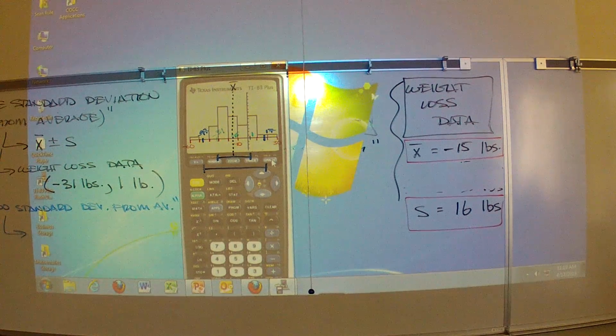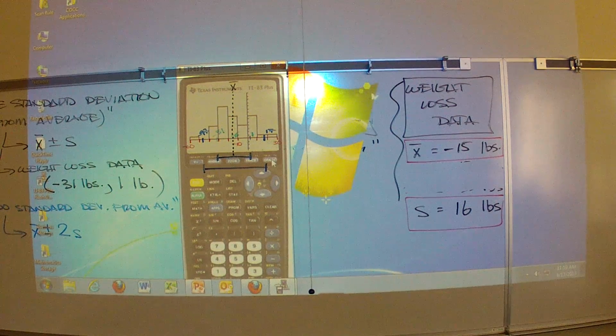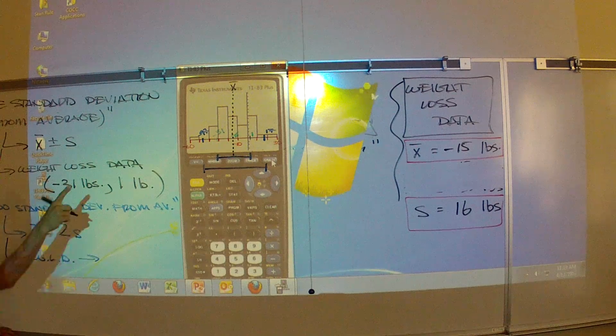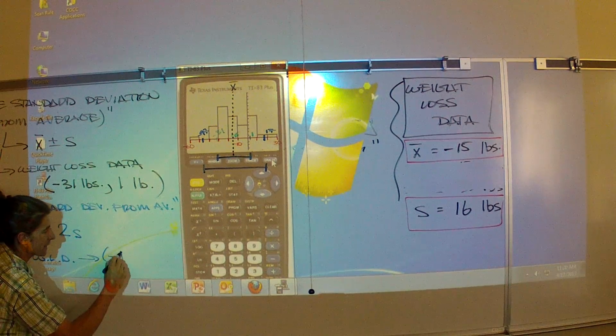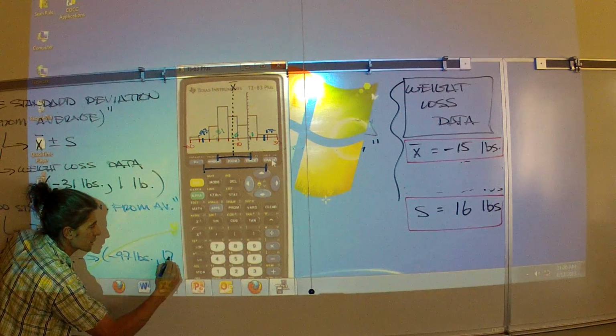So, 2 standard deviations start at the average, which is center, and add and subtract 2 of that magic standard deviation average distance. So in this case, it would be negative 15 plus or minus 32 pounds either way, plus or minus 2 standard deviations either way. So, for the weight loss data, that would be, as I think it was Haley just said, negative 47 pounds up to 17 pounds.